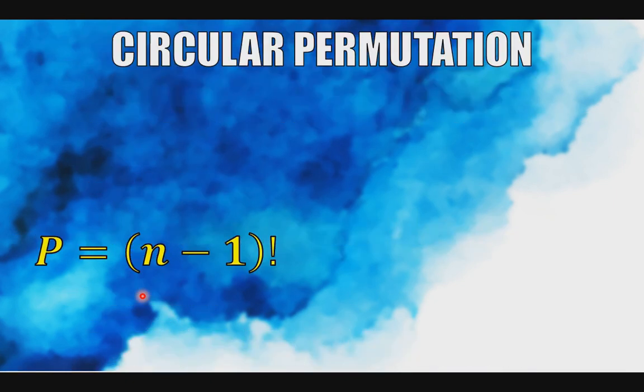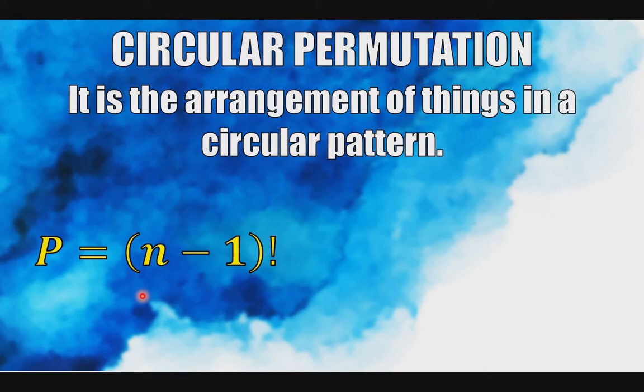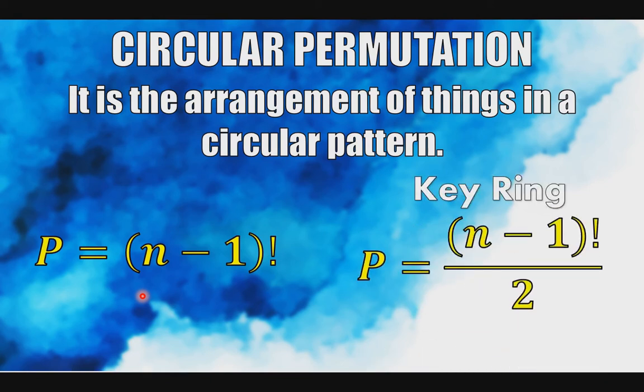Next, punta tayo sa circular permutation. It is the arrangement of things in a circular pattern. So, meron tayong dalawang formula. Itong P is equal to quantity n minus 1 factorial and the keyring, which is P is equal to quantity n minus 1 factorial all over 2. So, ano ba yung keyring? Pag sinabi natin keyring, kung may keychain tayo, diba may bilog na nag-hold sa keyring at sa keychain. So, yung bilog po yun yung keyring. At yung keyring, pwede natin siyang tignan.